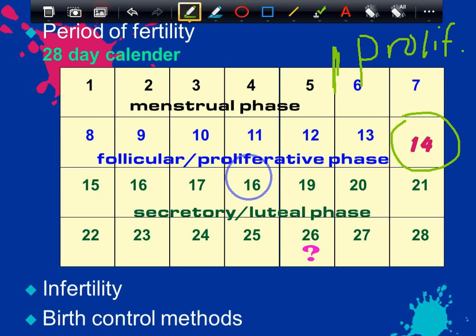Now, okay, let's talk about day 14 here. The egg will only live, if it's not fertilized, 1 day. That's it. 1 day. So, fertilization either has to occur here, when it pops out of the ovary, or it's got to occur here. That's it. If the sperm don't get in there till day 17, nothing's going to happen. They're not there. I mean, the egg's not there.